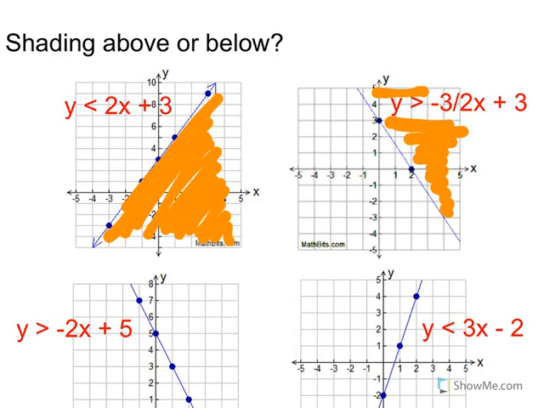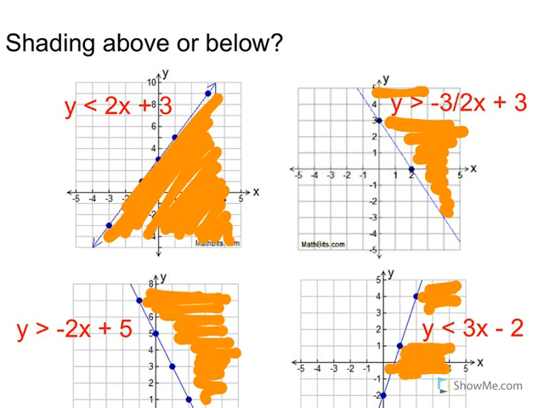Here we have y is greater than negative 2x plus 5, so because this is greater than, this says shade everything that's above. And this last one we have y is less than 3x minus 2, because it's less than, this says shade everything that is below, so everything that is underneath.